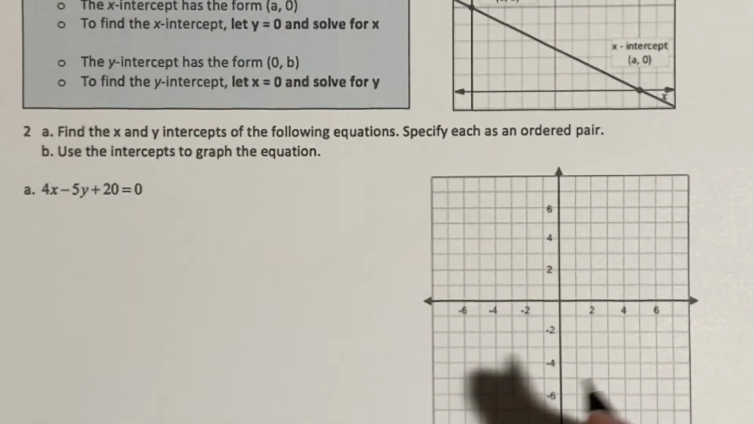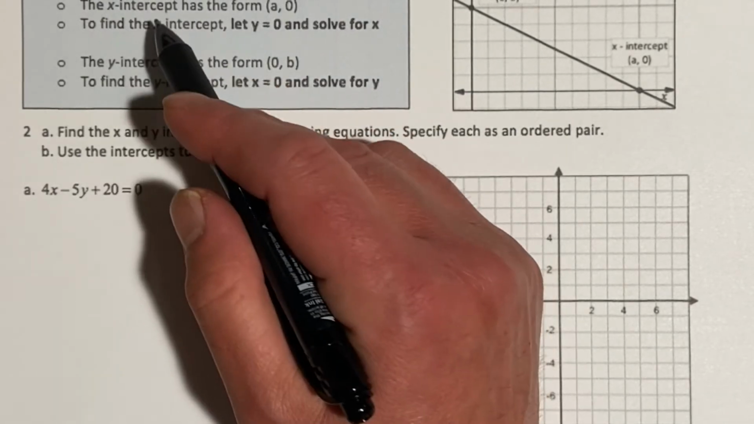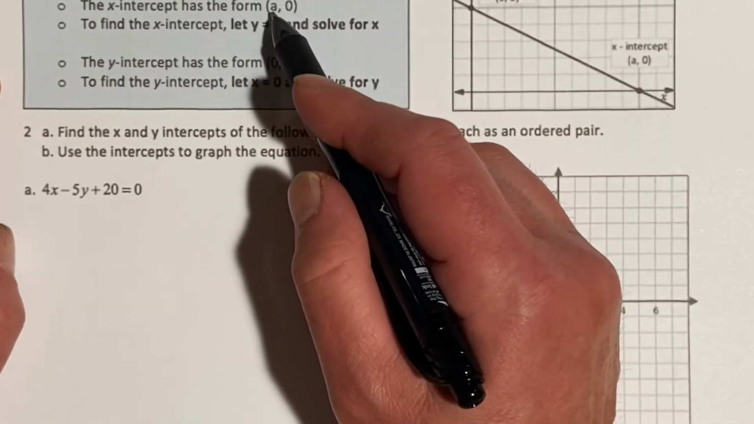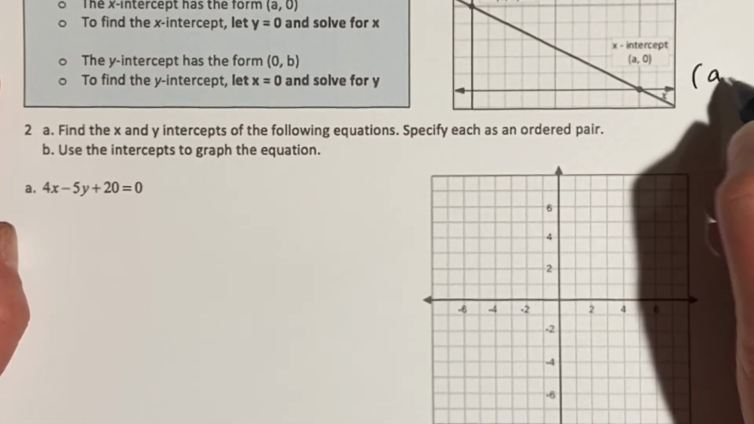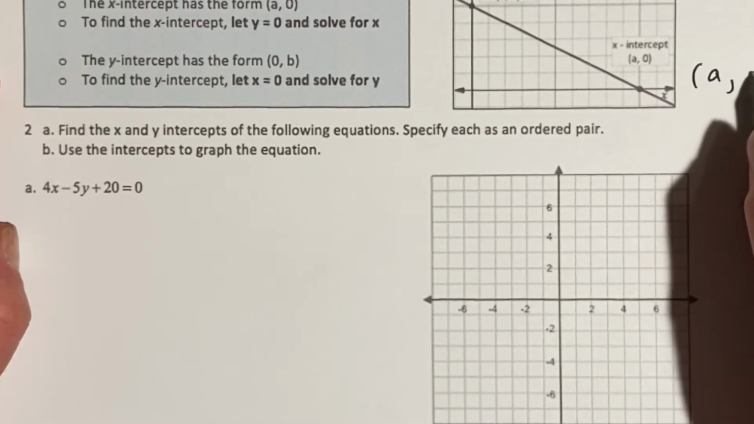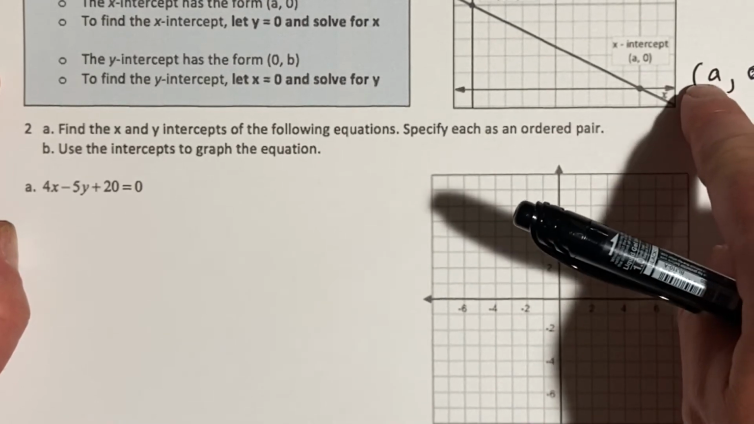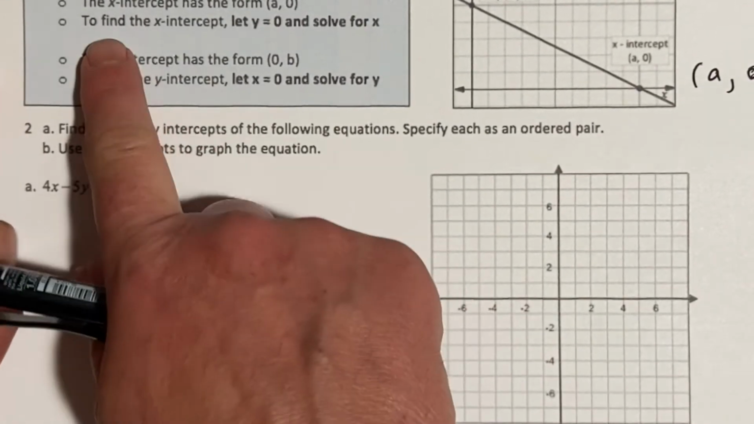Okay, and then the remainder of this section is about finding x and y intercepts. And in this section, we're just looking at it for lines, but this will generalize to other equations later in math. So anytime we're finding an x-intercept, it's going to have the form of some number represented by a and 0. So the first coordinate is going to be some value, and then the second coordinate is going to be 0. And so if we're looking for an x-intercept, we let y equal 0. So we're always letting the opposite value equal 0.